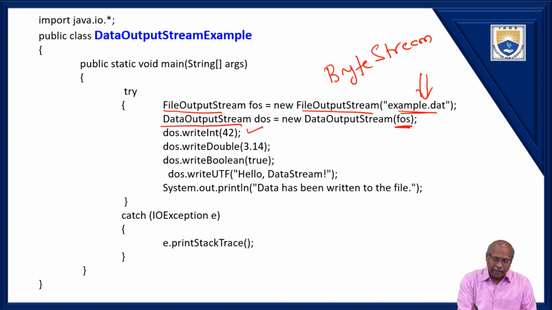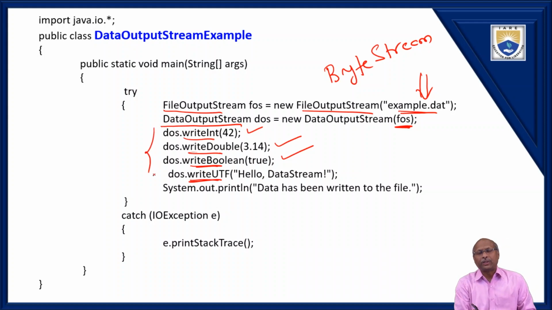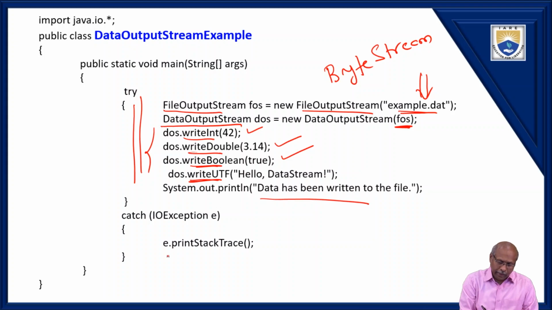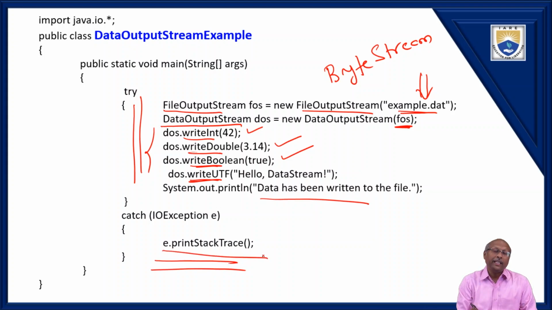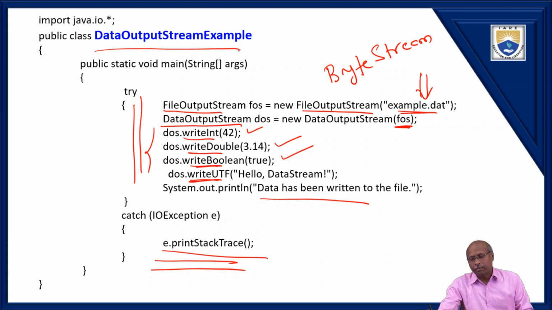Now I want to write first the integer 42, then the double 3.14, and the boolean true. Then I want to write one message also, "Hello data stream". If you want to write a string, you have to use a method called writeUTF. So writeInt for writing an integer, writeDouble for writing a double, writeBoolean, and similarly, if you want to write a long, writeLong. For every primitive data type you will find the respective method to write. Then close it. If any error comes, it goes to the catch block, where it will print why that error has come. It will trace it. So this is the way you can use DataOutputStream.